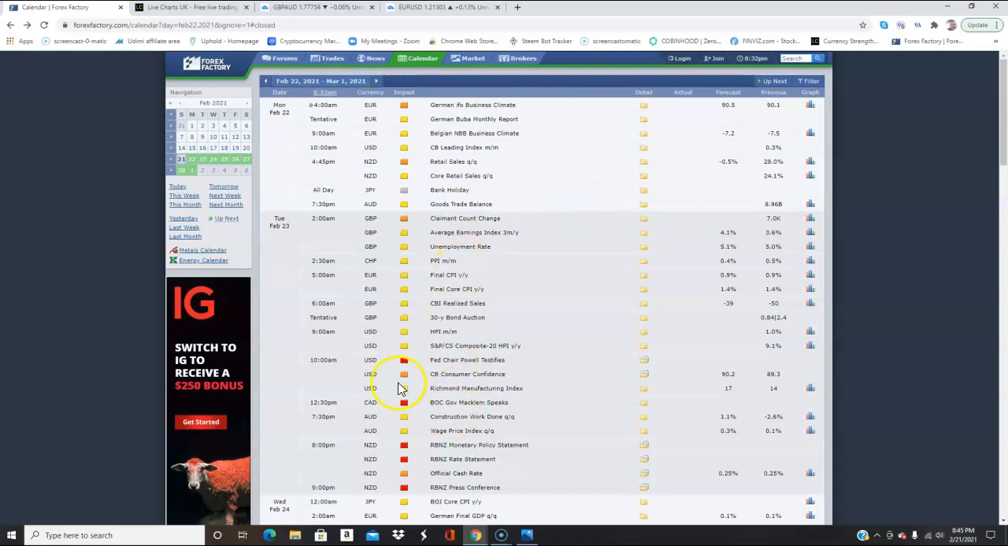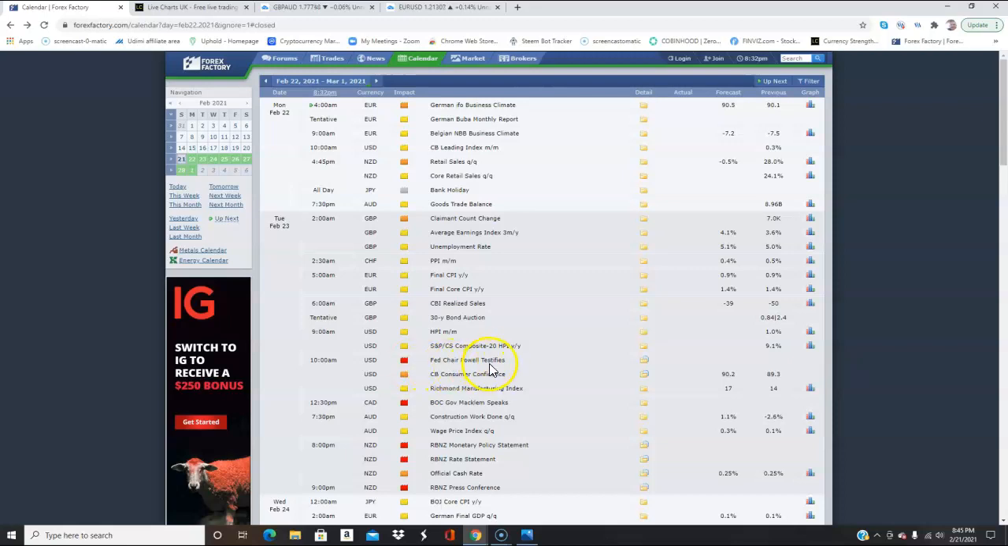Same thing, guys, when you come down and you see this red folder here on Tuesday at 10 o'clock in the morning with the United States dollar, we have a red folder, which is stop, proceed with extreme caution, right? This is high impact news. So orange is going to be medium impact. Red is going to be high impact, right?